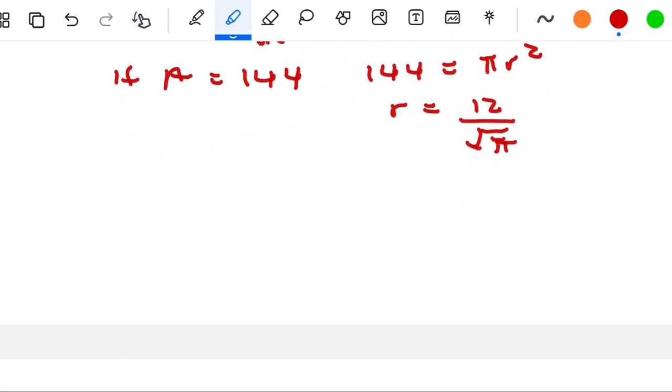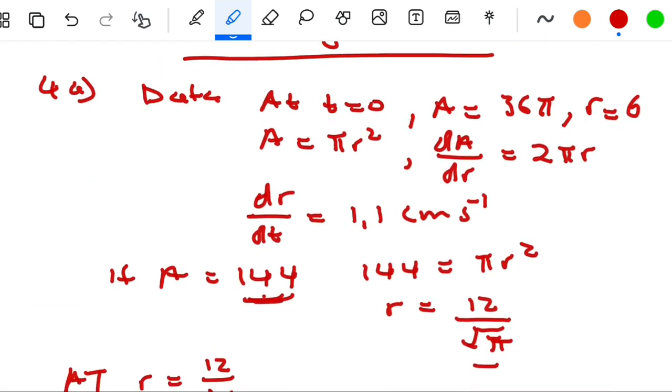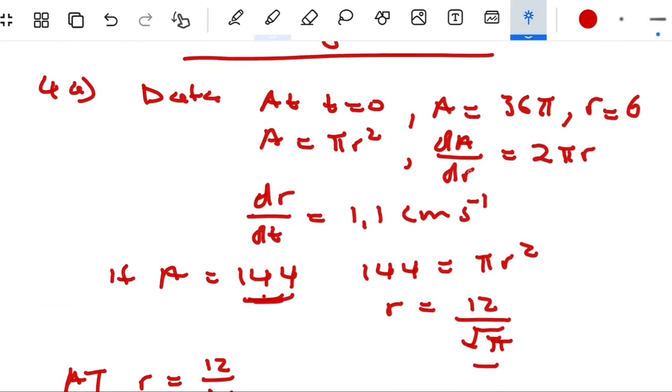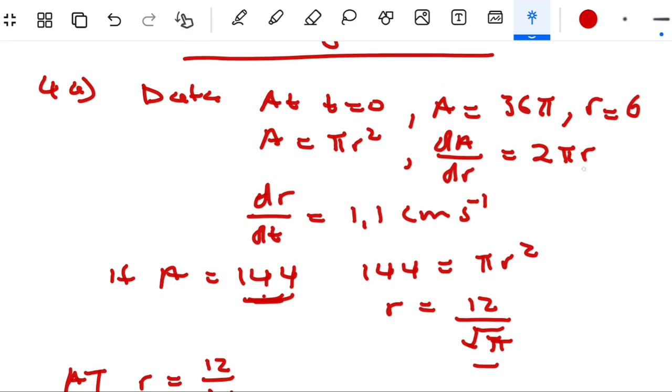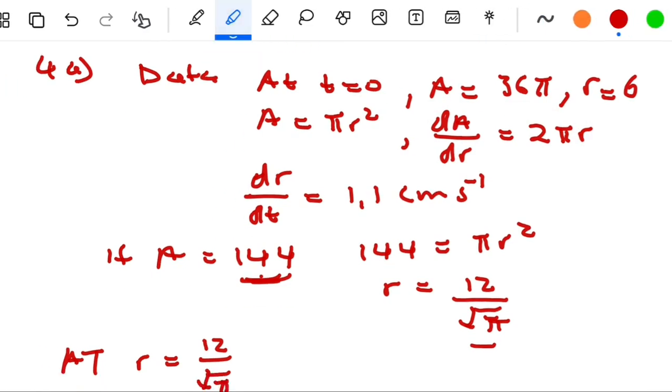Okay, now that I have that one, I can then come here and say at this area here, my r is this. So at r equals 12 over root of pi, dA over dr, the one that I had here, I can sub for r there and find its value.